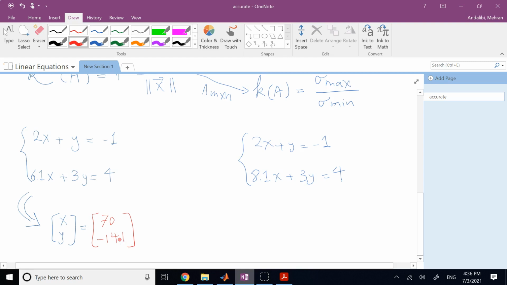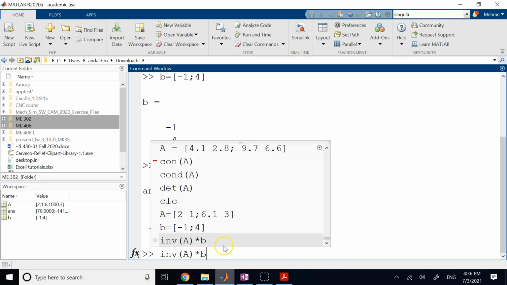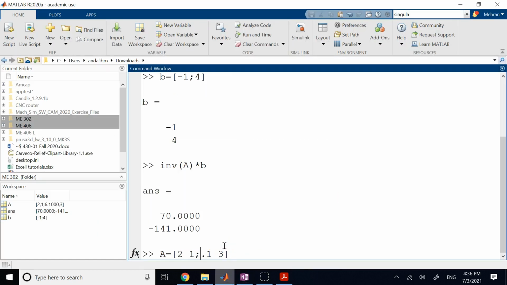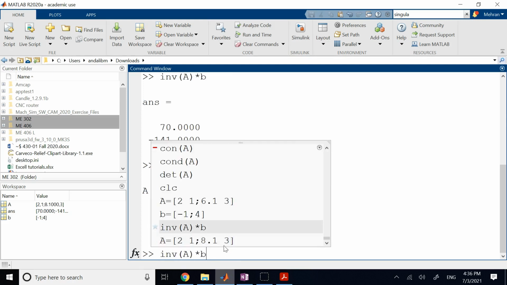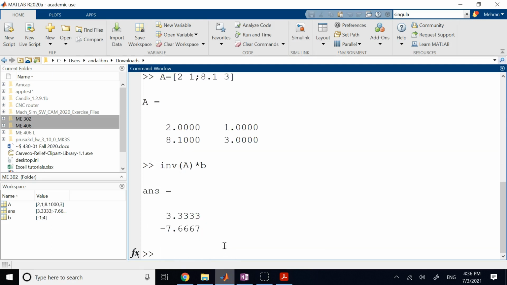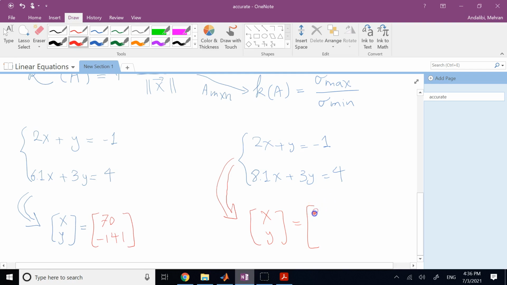That's my solution. Now let's look at the solution of this one. Here I just changed my number to 8.1, and the solution is 3 and 1/3 and -7 and 2/3. So it is 3.33 and -7.67.